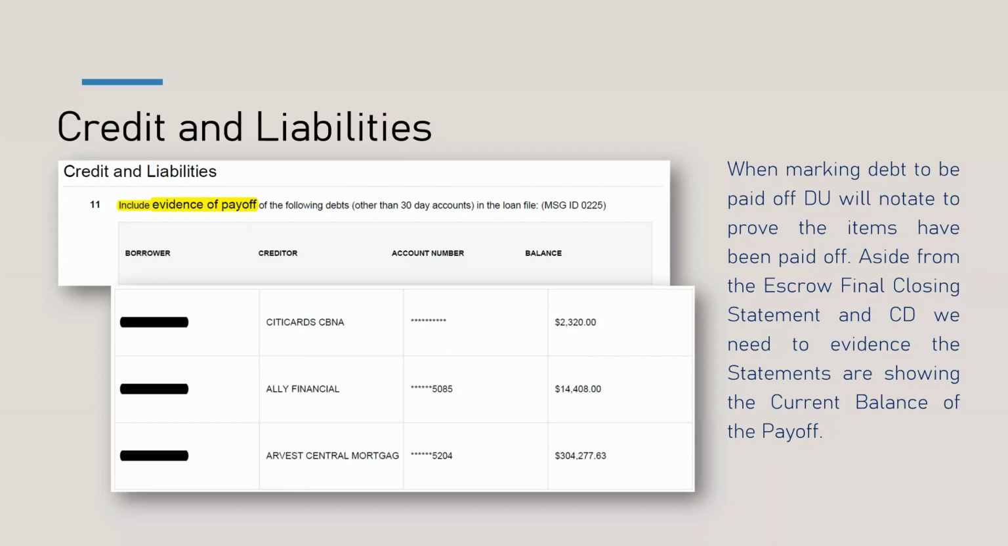Another thing you want to double check is what your credit and liabilities is requesting. When marking the debt to be paid off, DU is going to notate what items we need to provide. It can be evidence of payoff, or it can just be a statement, since most likely a lot of the time we're paying it through the transaction, right? So we are going to need that statement showing the balance.